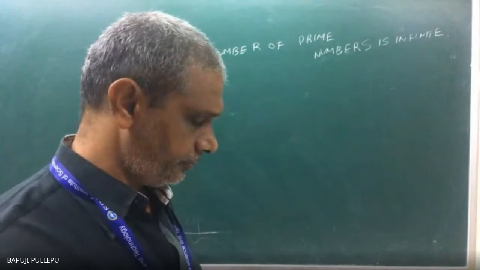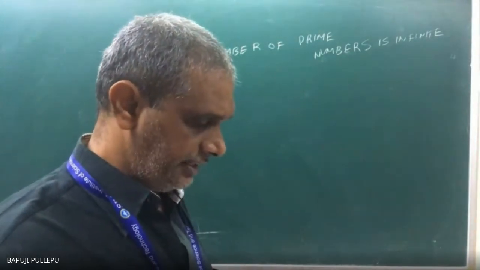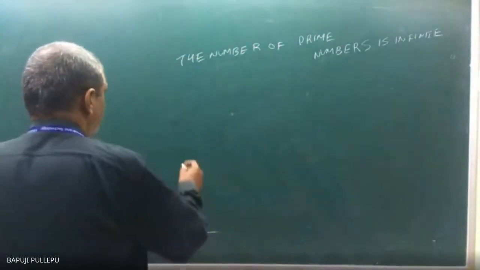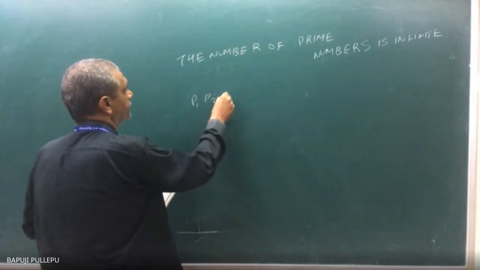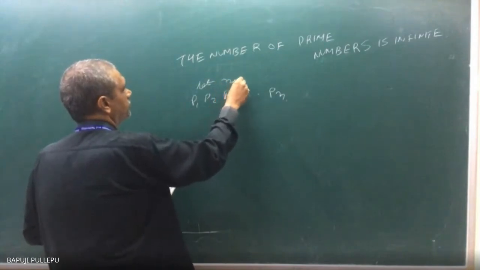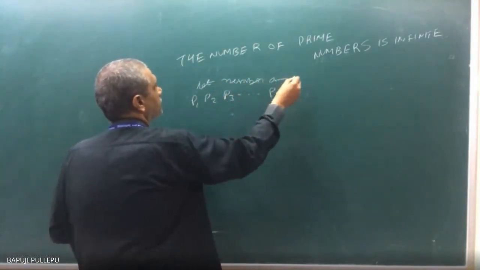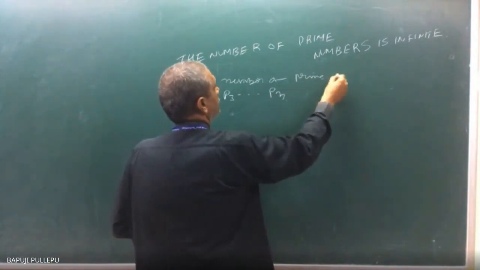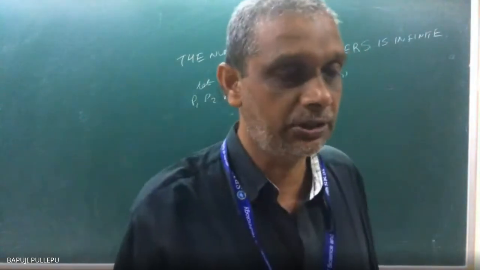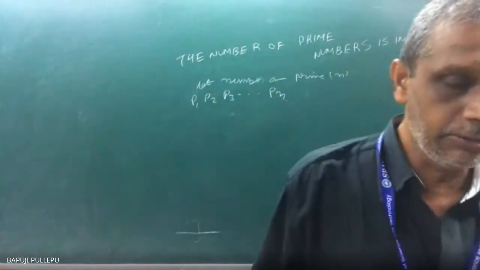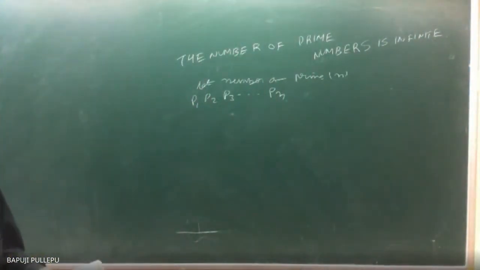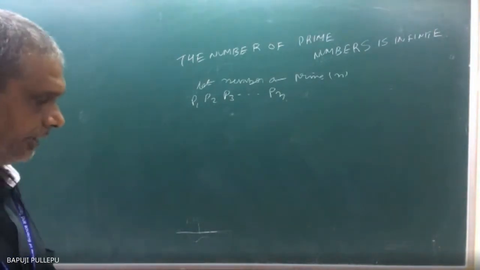Now we see. If possible, let the number of primes be finite, equal to n. So n prime numbers I am assuming. Let them be... I am not mentioning a specific n. Maybe you take 100,000, 10,000, 10 lakhs, whatever you wish. So initially I am assuming there are only n prime numbers P1, P2, P3, P4, up to Pn. Correct?